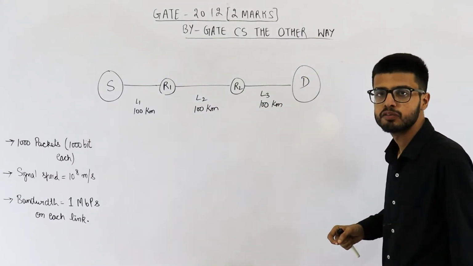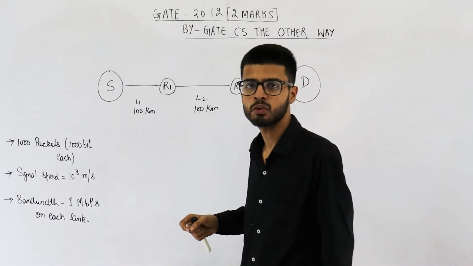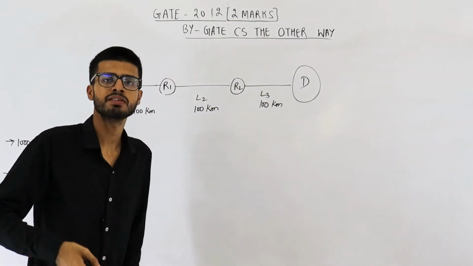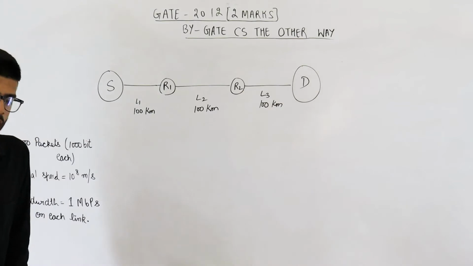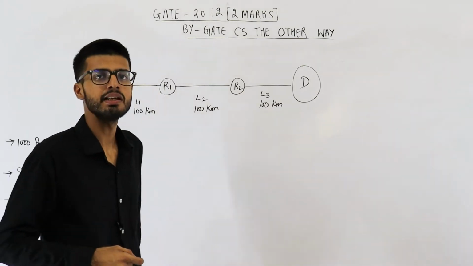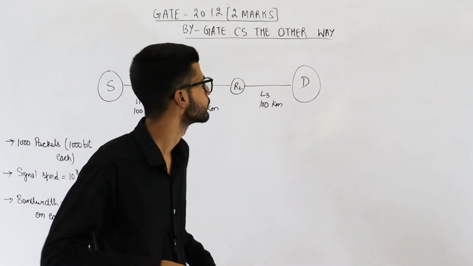They are saying find out what will be the sum of total transmission delay and the propagation delay required for sending the entire file. Now the file has 1000 packets. Let us first find out what is TT and TP for one packet.